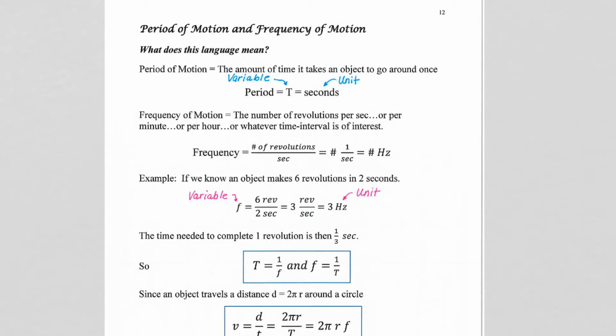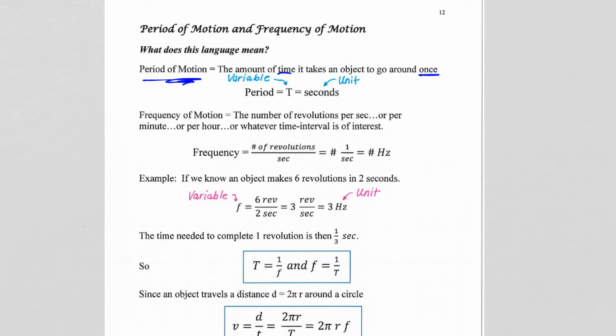On this page of notes, we have some new language to introduce and some equations that go with this language, and specifically that is period of motion and frequency of motion. So what does this language mean? What does period of motion mean? Well, as it says here, period of motion means time, right? The amount of time it takes for an object to go around once, one complete revolution.